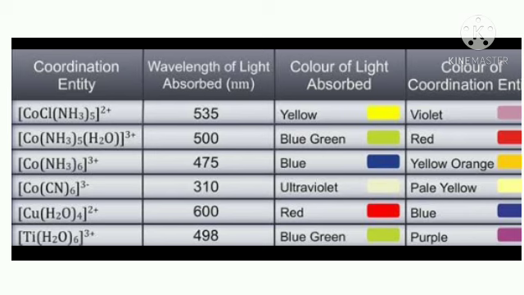So what is the reason for the color in the coordination complex? It is due to the d-d transition.